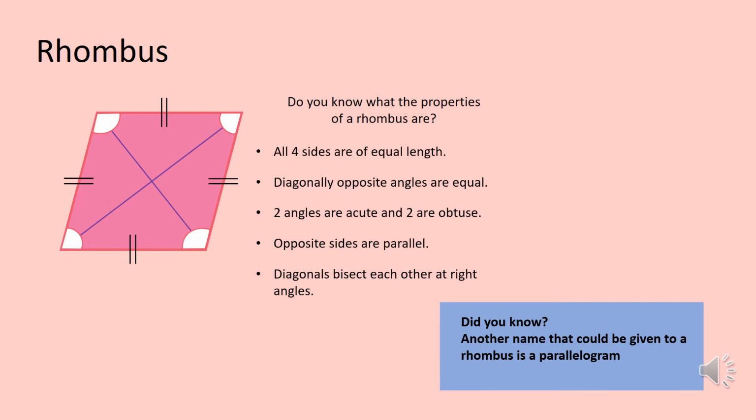The opposite sides are parallel, and the diagonals bisect each other at right angles. Did you know that another name that could be given to a rhombus is a parallelogram?